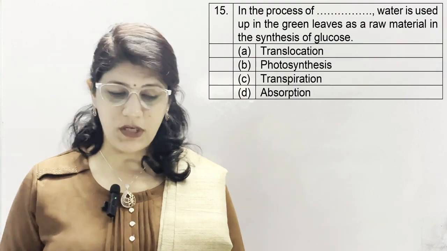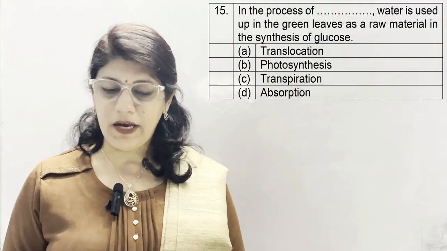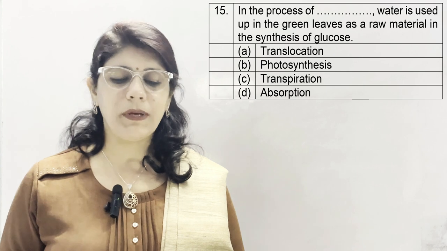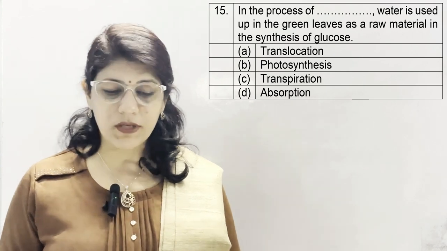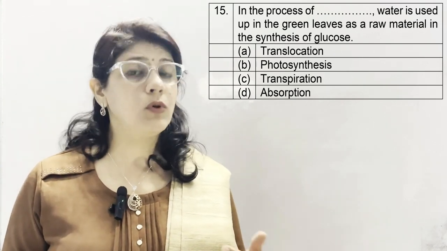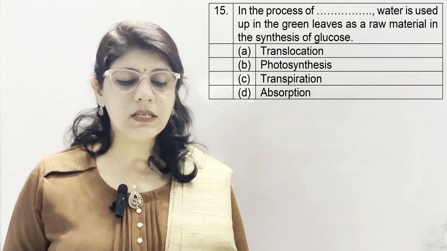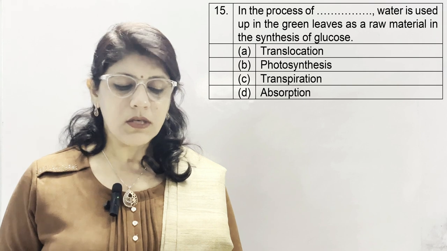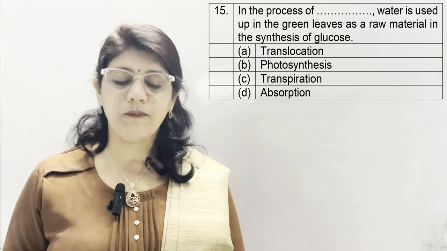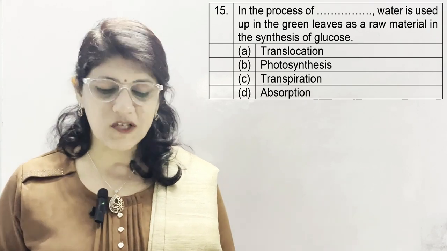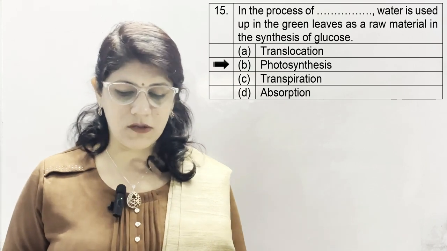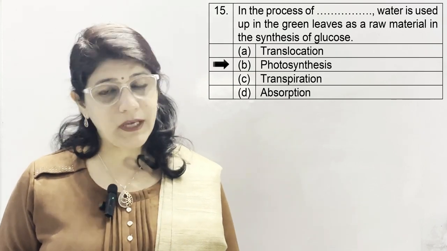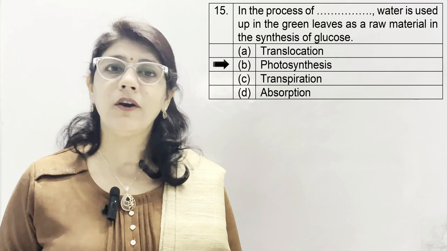In question number 15, in the process of dash, water is used up in the green leaves as a raw material in the synthesis of glucose. The processes given are A, translocation; B, photosynthesis; C, transpiration; and D, absorption. The correct option is B, photosynthesis, for which water, carbon dioxide and sunlight are the raw materials.